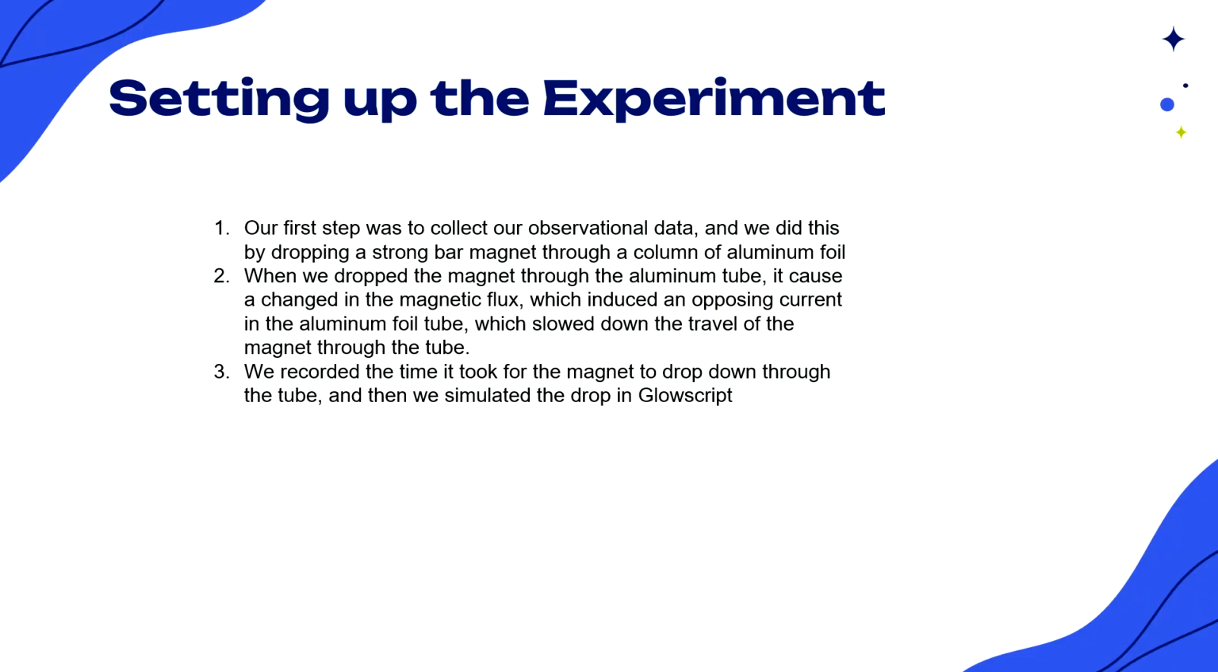So in setting up our experiment, our first step was to collect our observational data. We did this by dropping a strong bar magnet through a column or tube of aluminum foil. When we dropped the magnet through the aluminum foil tube, it caused a change in the magnetic flux, which induced an opposing current in the aluminum foil tube, which slowed down the travel of the magnet through the tube. We recorded the time it took for the magnet to drop down through the tube, and then we simulated the drop in GlowScript. And we did this around 5 times.